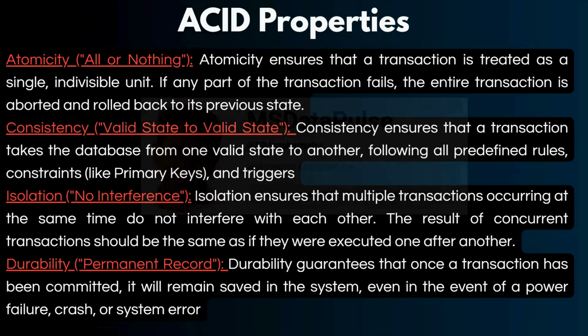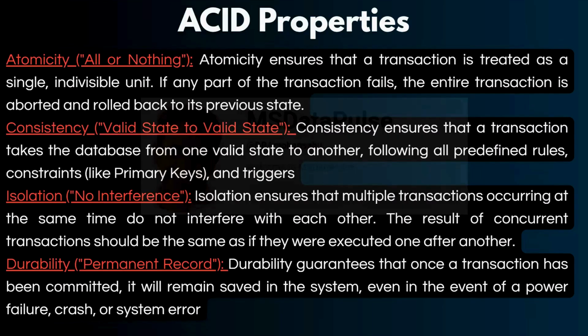First is atomicity. Atomicity ensures that a transaction is treated as a single and indivisible unit. If any part of the transaction fails, the entire transaction is aborted and rolled back to its previous state. Let's understand this with an example. Imagine that you are booking a flight and you have made a payment using a card, your payment is deducted and your seat is reserved in your name. As per the atomicity rule, if step 2, that is reserving a seat, fails, step 1 must be reversed. So you will get a refund if your flight is not booked. You cannot have a paid ticket with no seat. So this is how atomicity works. It should either complete or fail.